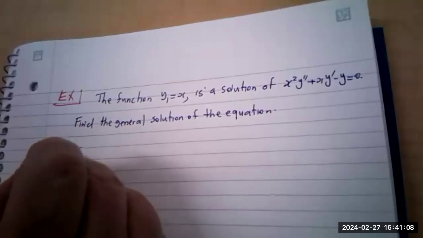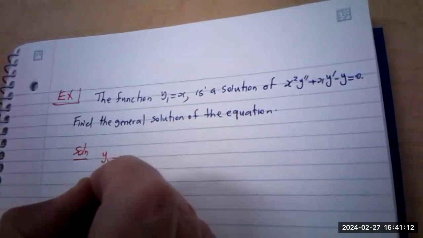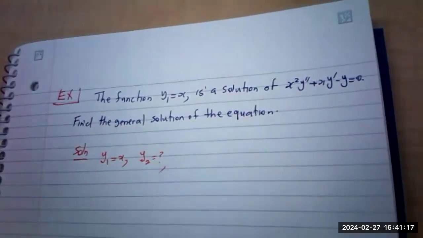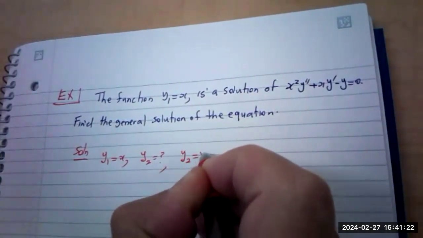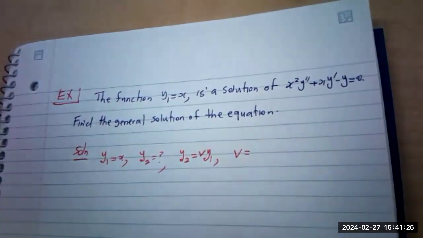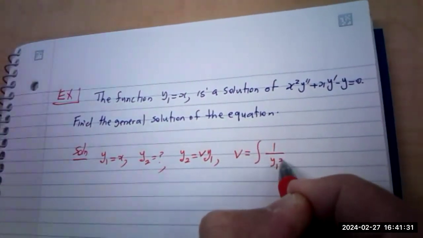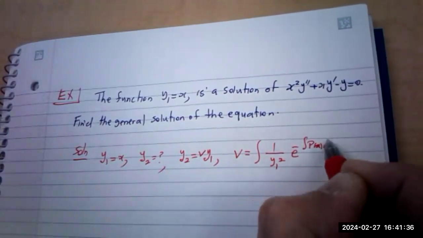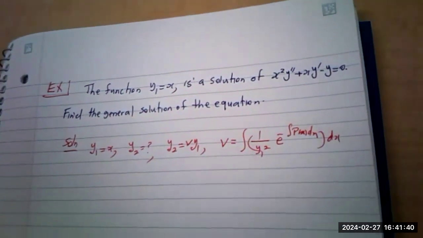Okay, so y1 is given, is equal to x. You need y2. The method for y2 is the one that we talked about. y2 would be v y1. Your v would come from this formula: the integral of 1 over y1 squared, e to the negative integral of p(x) dx, everything dx. Okay, this is your plan.